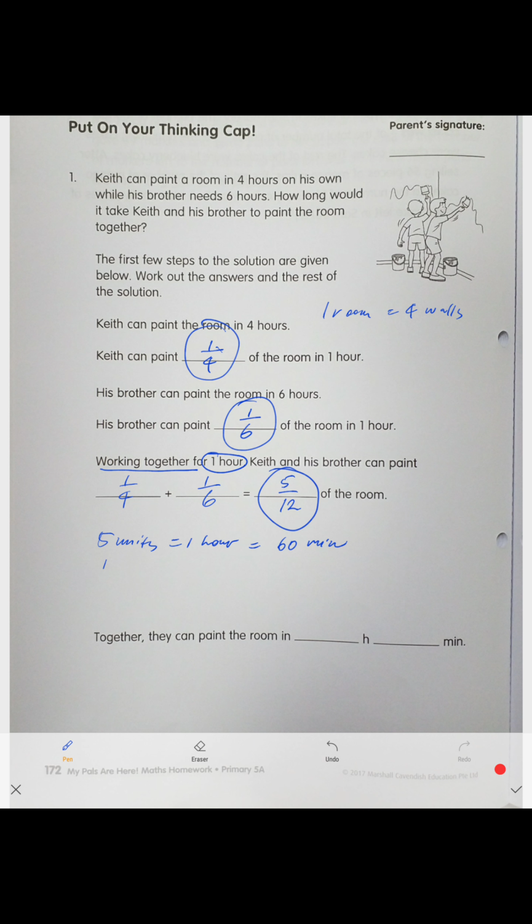So what does that mean? It means that 1 unit of the room, like 1 unit of the room space, they can cover in 60 divided by 5, 12 minutes. Both of them working, in 12 minutes they can cover 1 unit of room. So 12 units, the whole room, they can cover is 12 times 12, 144 minutes, right? So how much is 144 minutes? 144 minutes is 2 hours and 24 minutes.